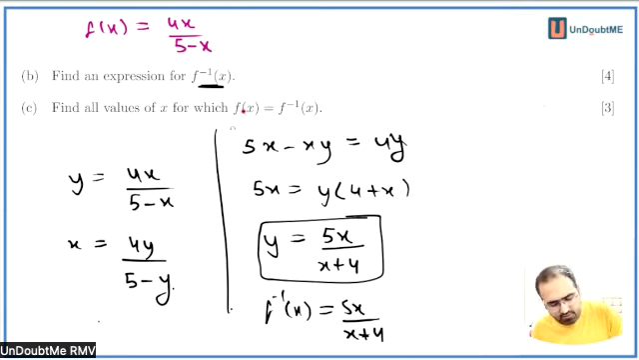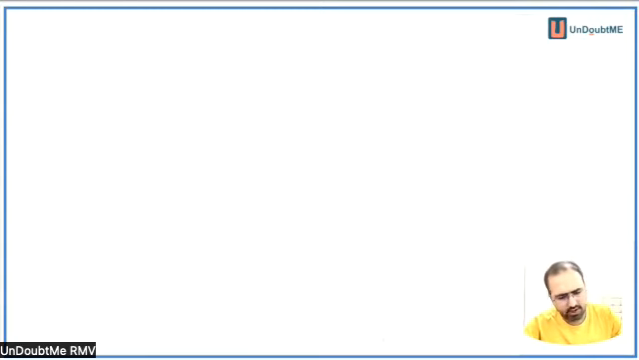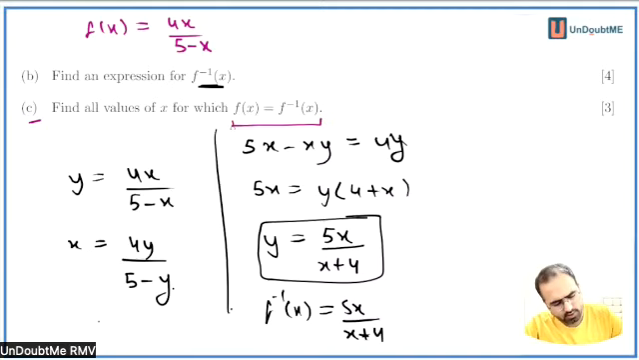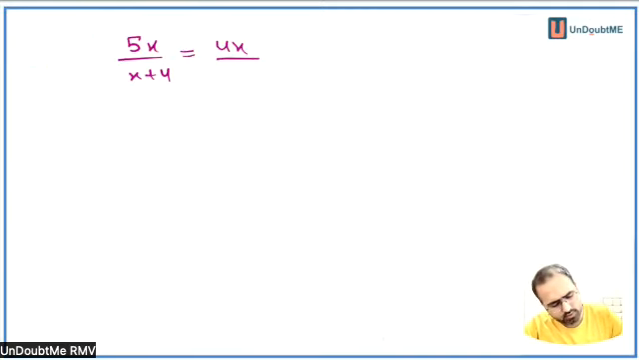If that is done, then for part C, I'll wait for your answers because we need to just equate both the equations and get it done. Okay, so we may get a quadratic. So you have to just solve a quadratic and get x values. 1 and 0. Okay, 1 and 0 are right. So 5x over x plus 4 is equal to 4x over 5 minus x.